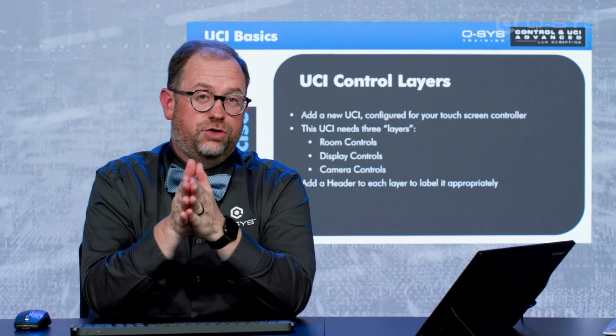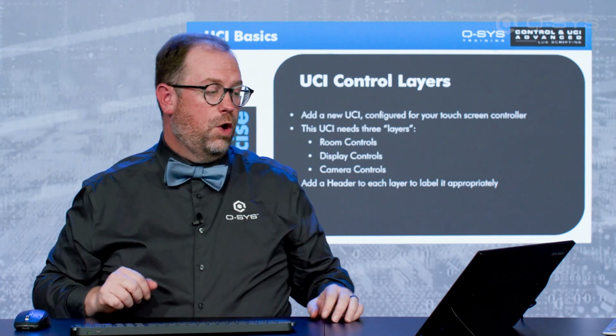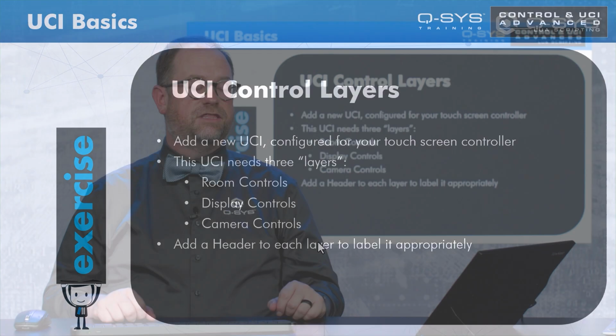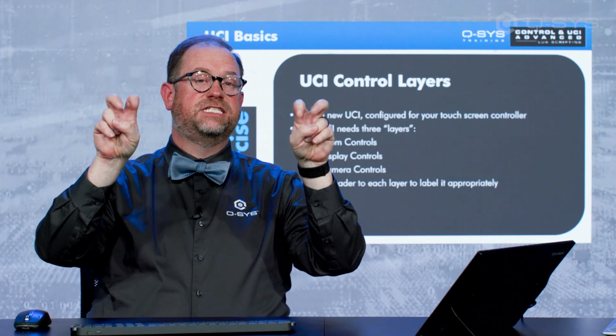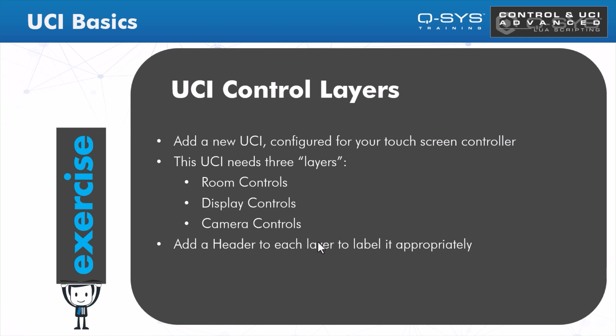What we are going to do is implement a UCI that makes use of the layers methodology. And in fact, here is our game plan. We are going to first add a UCI, and we're going to configure it to match the TSC that we're going to use. And then our UCI is going to have the 3 layers, okay? Not pages, layers. We're going to implement layers. Obviously, we're going to need rooms, we need displays, we need cameras, and we're going to put a header on each of these layers so we know which one we're looking at.